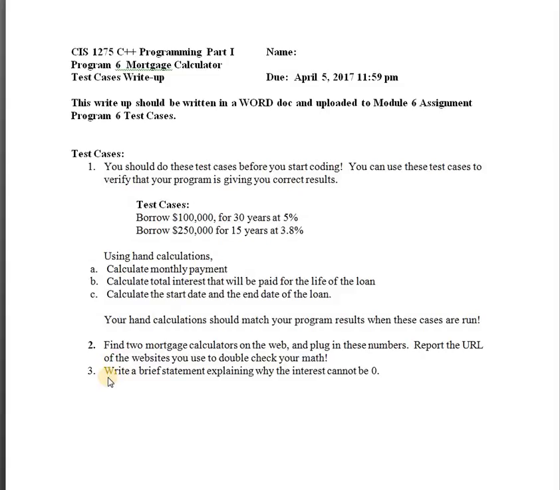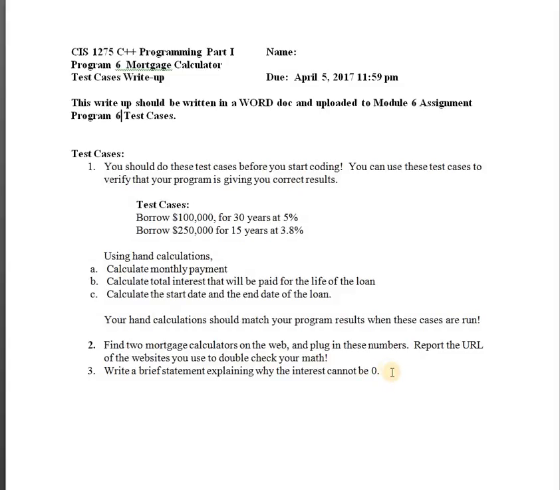There are two more items listed here, and these I think you can do without my help. Find two mortgage calculators on the web and plug in these numbers. Use them to double check your math and report the URL of the websites. Also write a brief explanation why the interest cannot be zero.